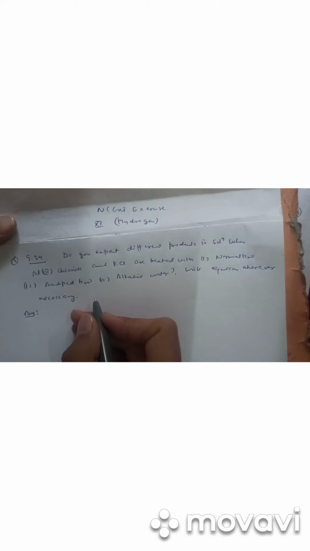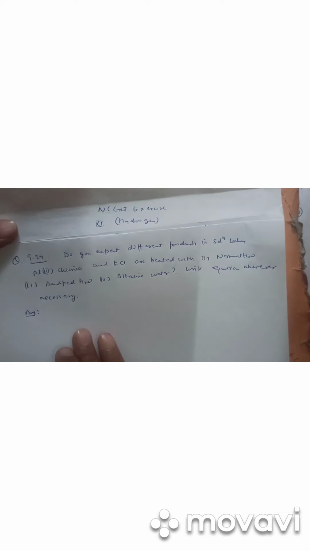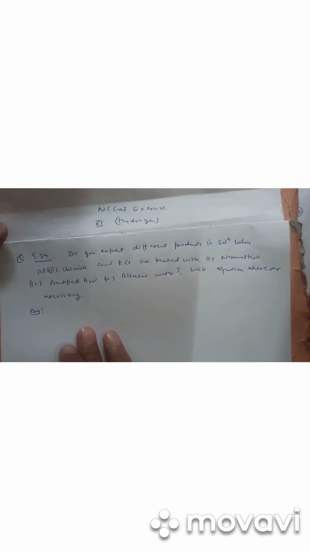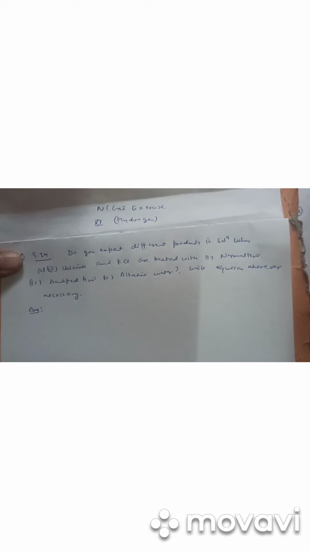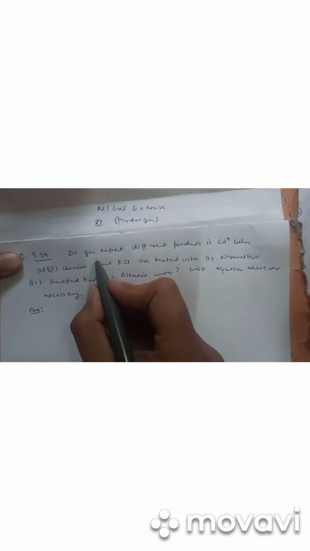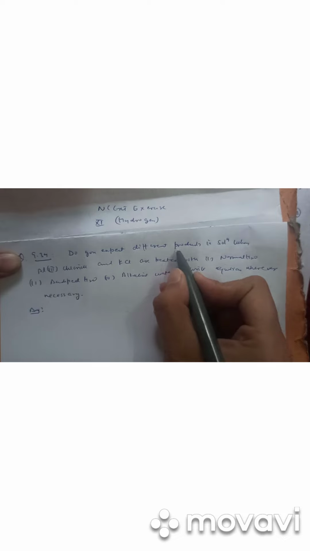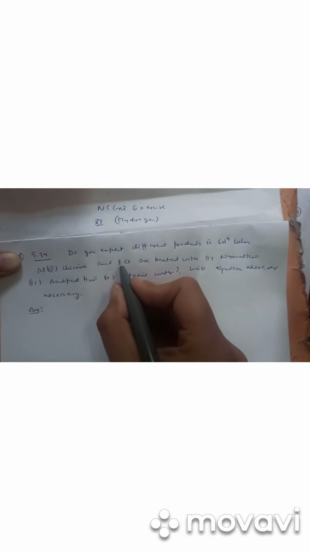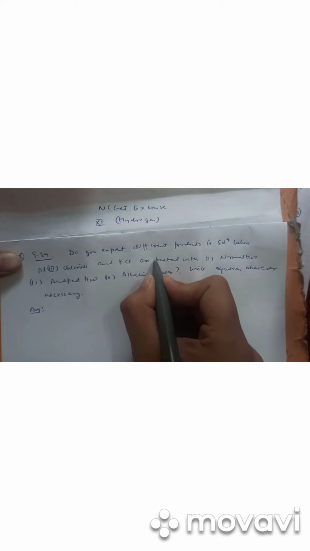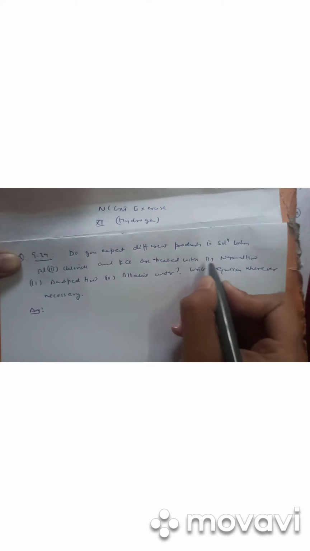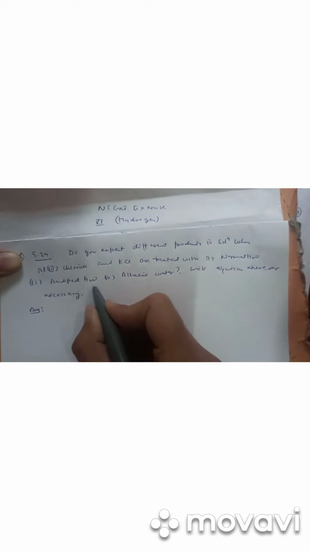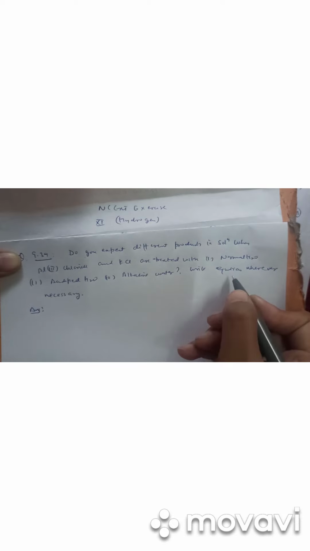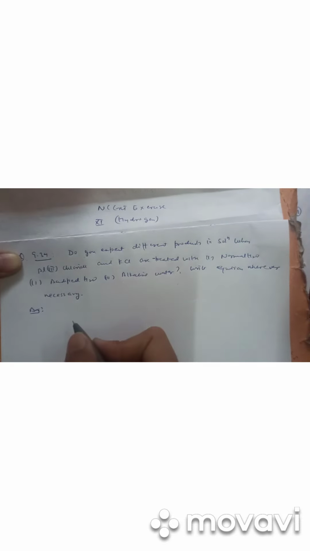Hello students, in this video I am going to explain NCERT exercise of hydrogen. NCERT exercise 9.34. The question is, do you expect different products in solution when aluminium chloride and potassium chloride are treated with normal water, acidified water and alkaline water? Write the equation wherever necessary.